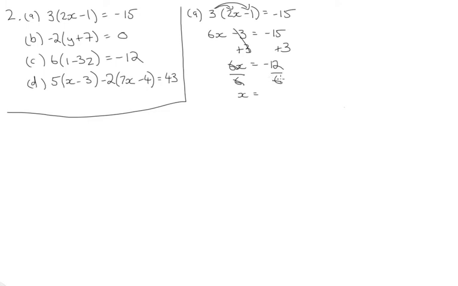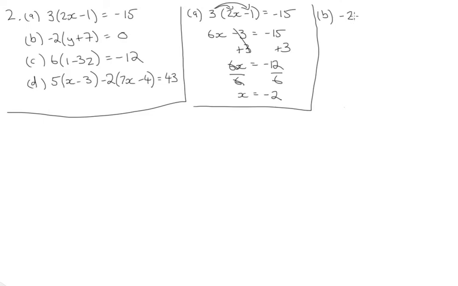So what number would I have to multiply 6 by to make it become minus 12? 6 multiplied by minus 2 would give me minus 12. So minus 12 divided by 6 must be minus 2. And that's the answer to A. Let's do B here.